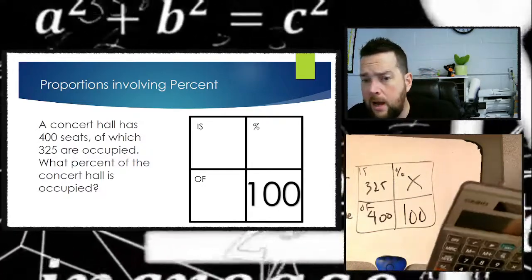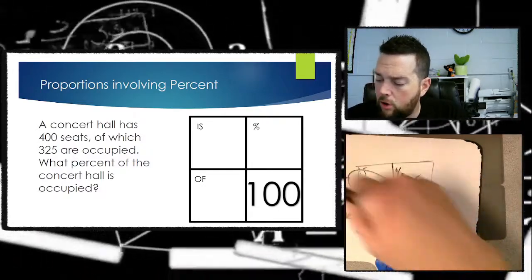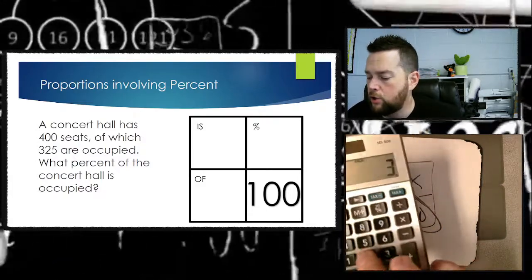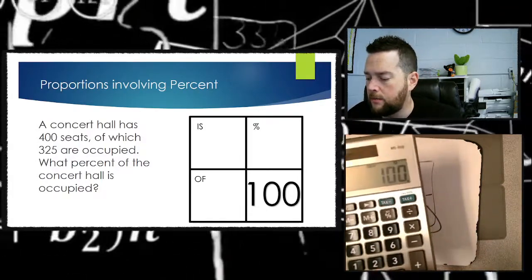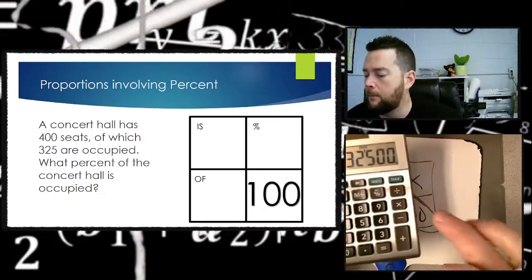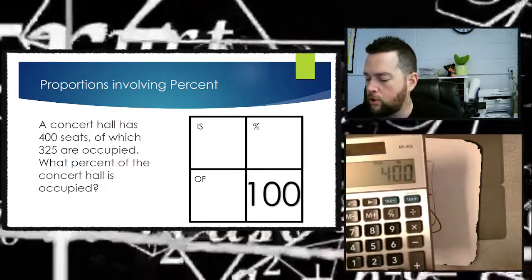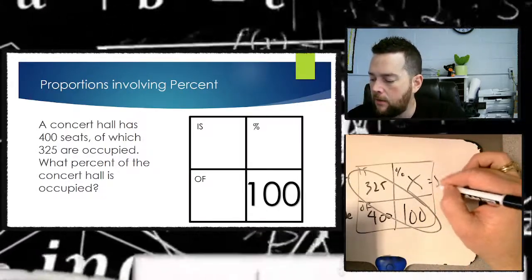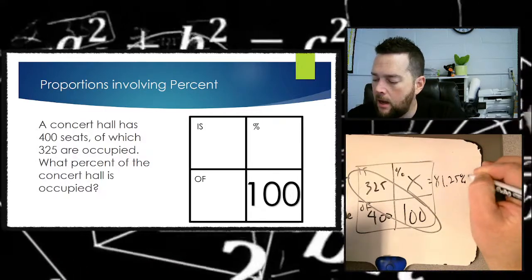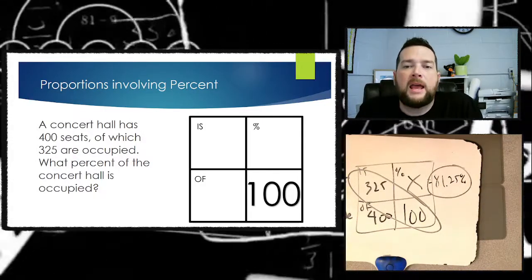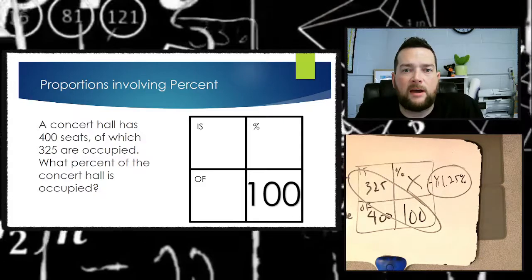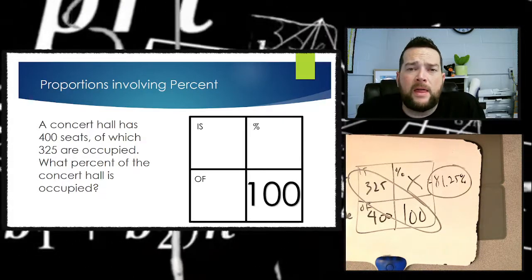Then once we have the right numbers in the right place, it's as simple as cross multiplying 325 times 100, all right? And then dividing by the third number, divided by 400, and you're going to find out that the percent of the seats that are occupied is 81.25%.